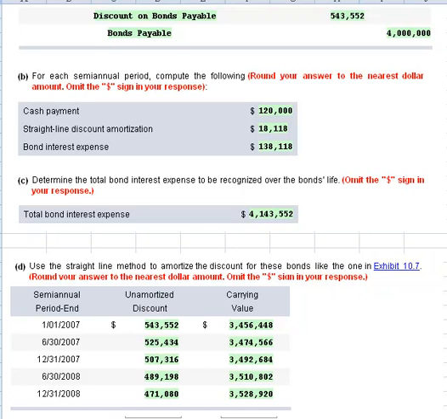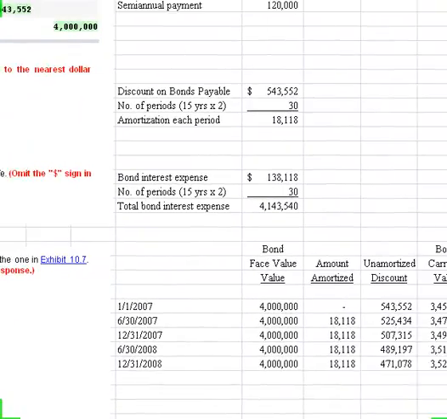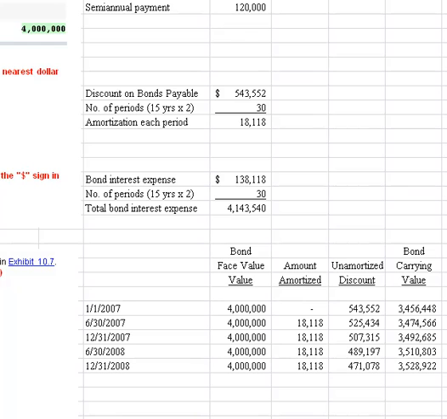All right, now on Part D, we're going to use the straight line method to amortize the discount of these bonds, like the one shown in Exhibit 10.7, but I'm going to use my own method here. And we come up with these answers to determine the unamortized discount and the carrying value. I'm going to slide over and show you how I work that. Okay, now I've slid over here, and here's my little schedule.